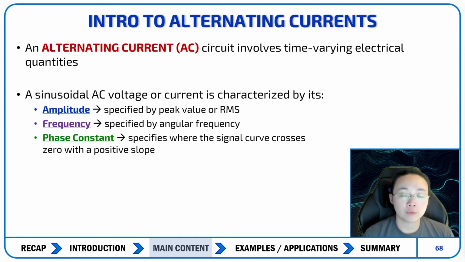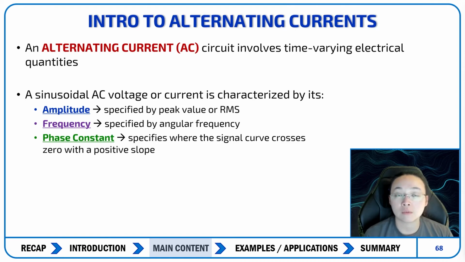So first of all, before we begin any of these discussions, we want to take a look at what an alternating current is. Basically, it's going to be a circuit that involves time-varying electrical quantities and components. So a sinusoidal AC voltage or current is usually characterized by three things: amplitude, frequency, and phase constant. The amplitude is going to be specified by a peak value or RMS.